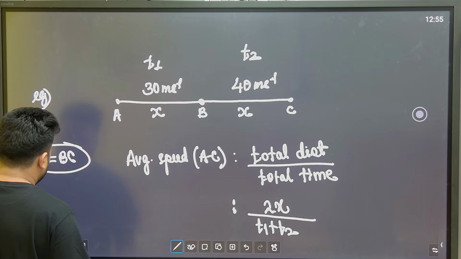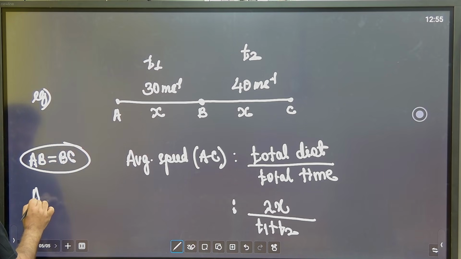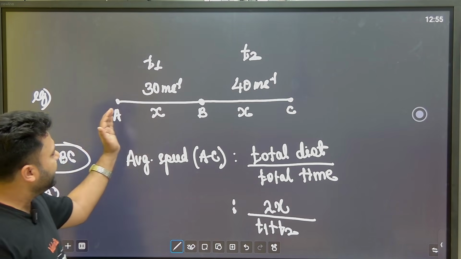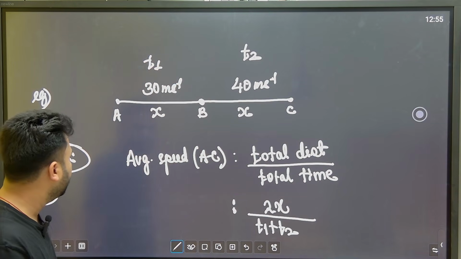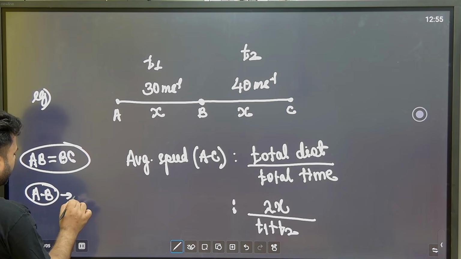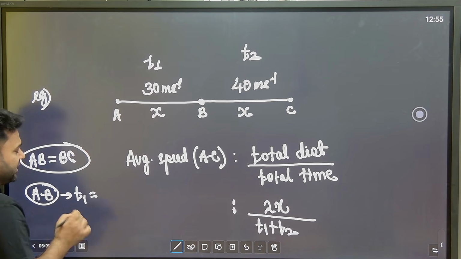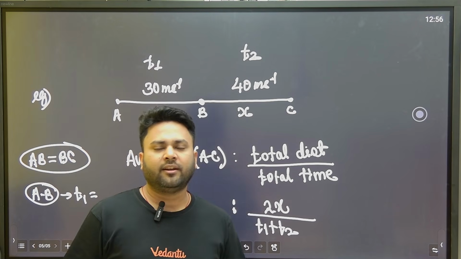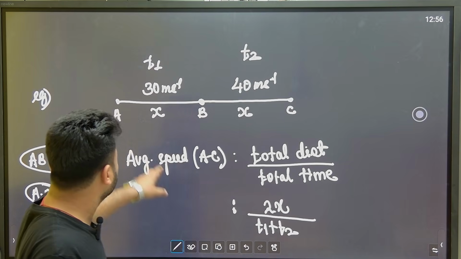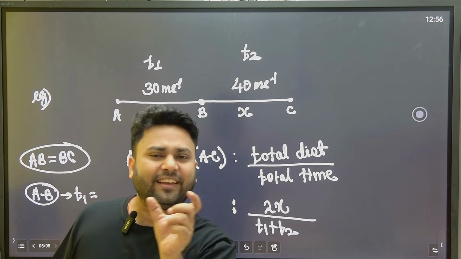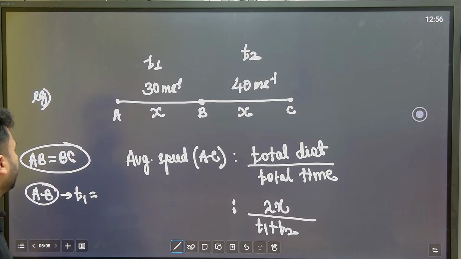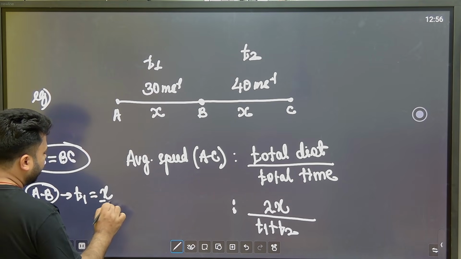Now, focus on the A to B journey, because we have to calculate T1. Can I write time equals distance divided by speed? And why can we use this formula? Because over this interval A to B, there is no acceleration. So time equals distance by speed. Distance is X, speed is 30.